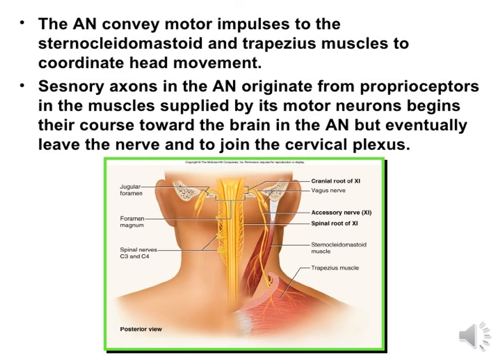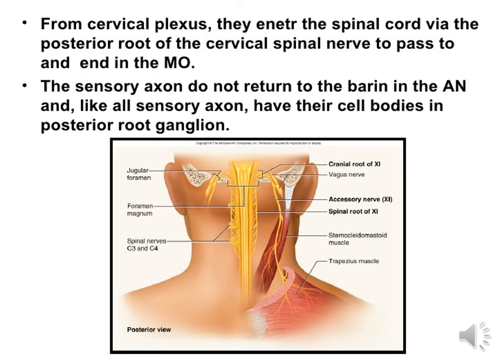The sensory axons in the accessory nerve originate from proprioceptors in the muscles supplied by its motor neurons. They begin their course toward the brain in the accessory nerve, but eventually leave the nerve and join the cervical plexus. From the cervical plexus, they enter the spinal cord via the posterior roots of the cervical spinal nerves and end in the medulla oblongata. The sensory axons do not return to the brain in the accessory nerve, and like all sensory axons, have their cell bodies in the posterior root ganglia.